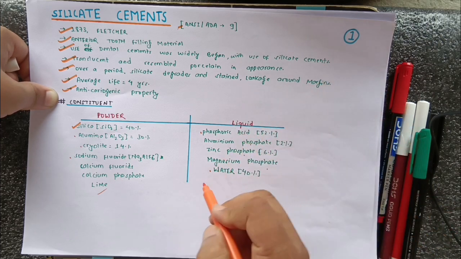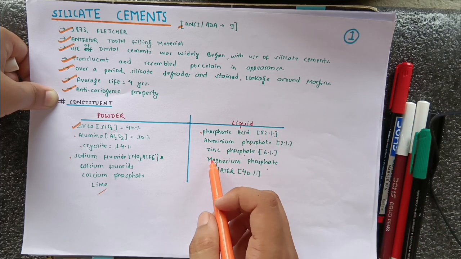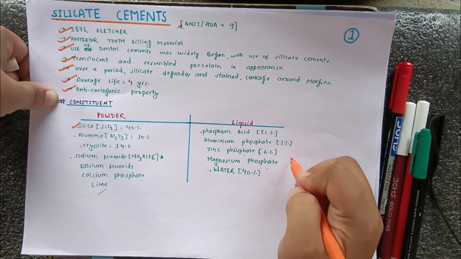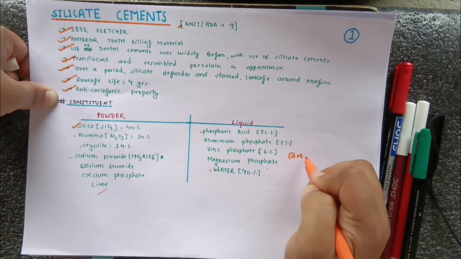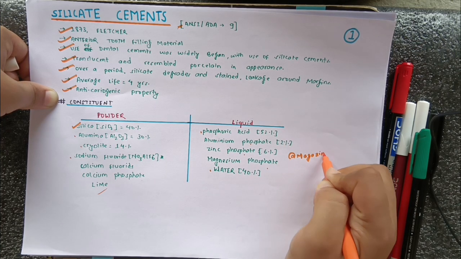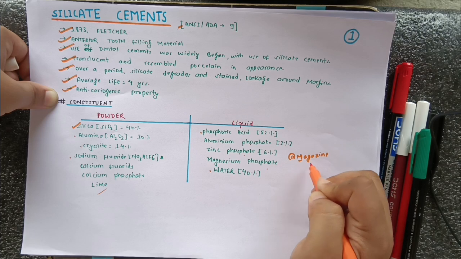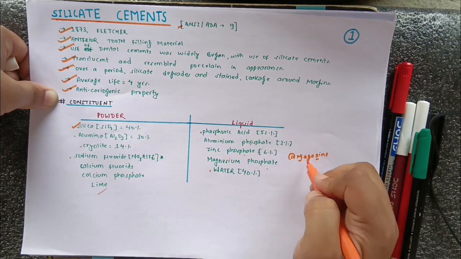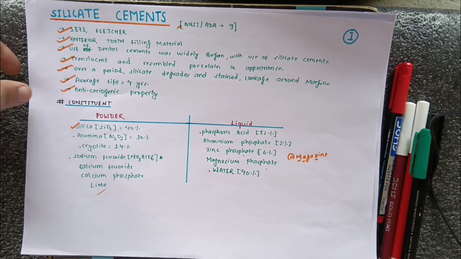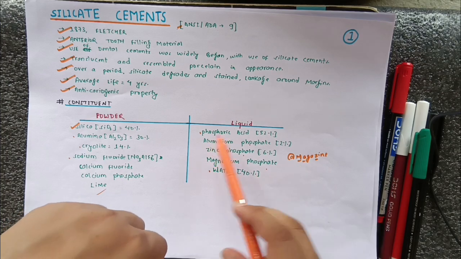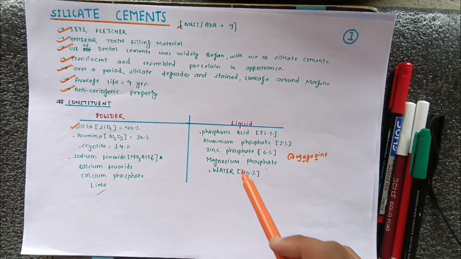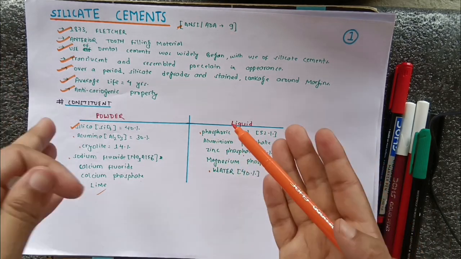So I have prepared the mnemonic: "magazine." You can remember this by magazine. M for magnesium phosphate, Z for zinc phosphate and A for aluminum phosphate. So you can remember in such a pattern, and phosphoric acid and water you can remember yourself. So I have covered this constituent also.